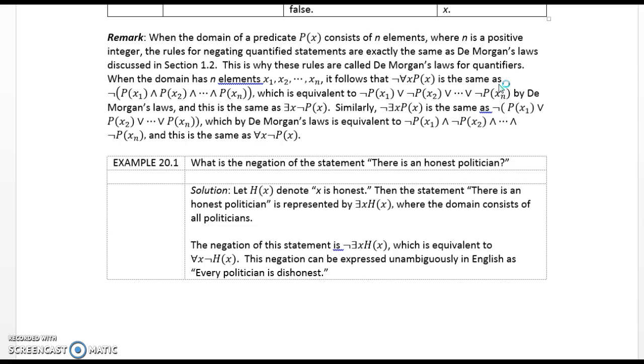Similarly, the complement of there exists x, P of x, is the same as the complement of P of x1 or P of x2 or ... or P of xn, which by De Morgan's laws is equivalent to the complement of P of x1 and the complement of P(x2) and ... and the complement of P(xn), which is the same as for all x, the complement of P of x.